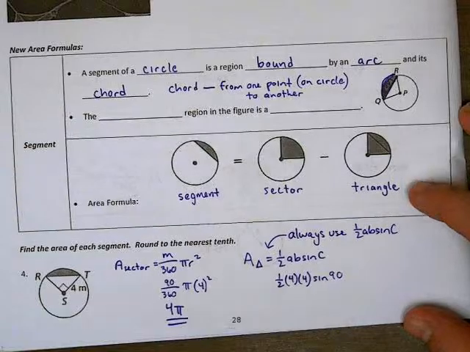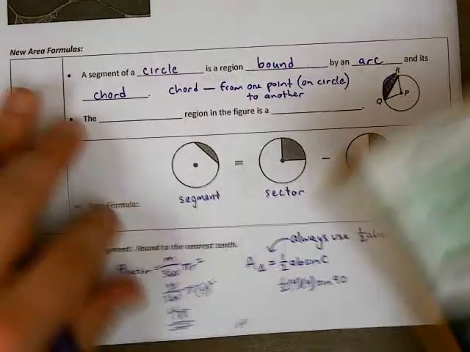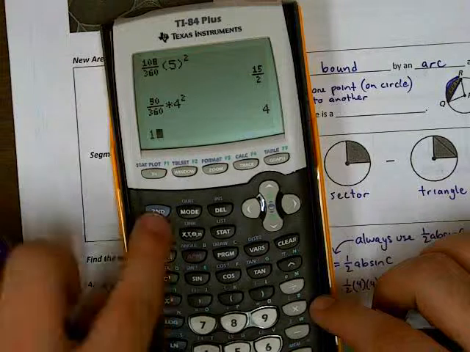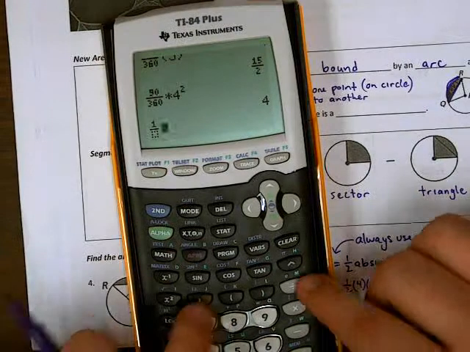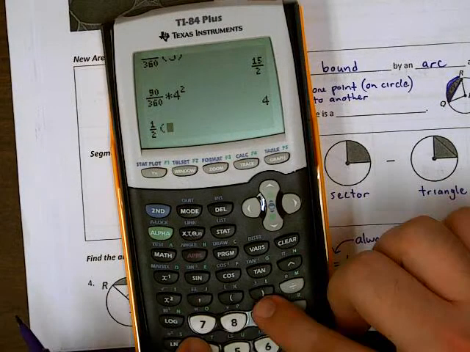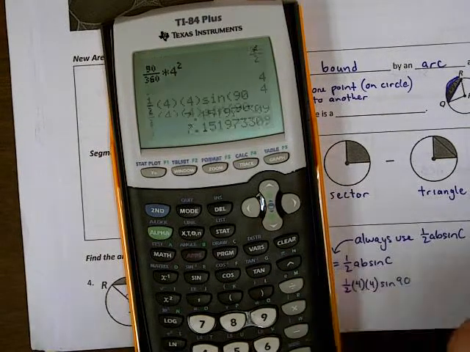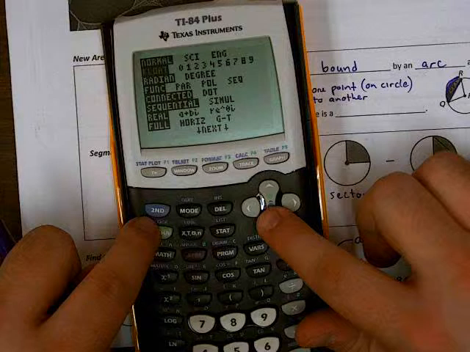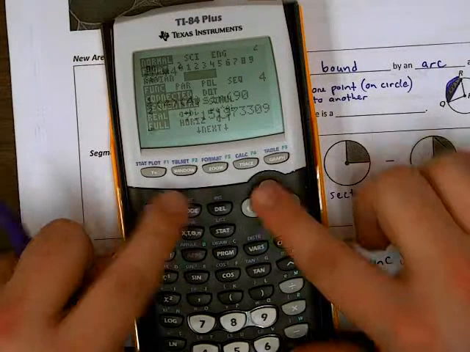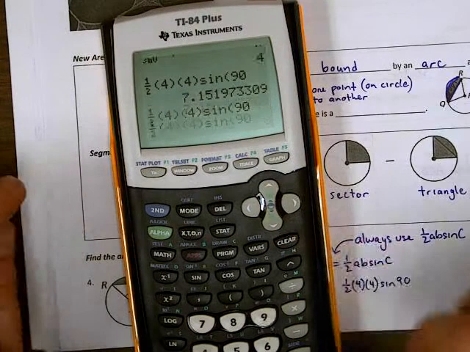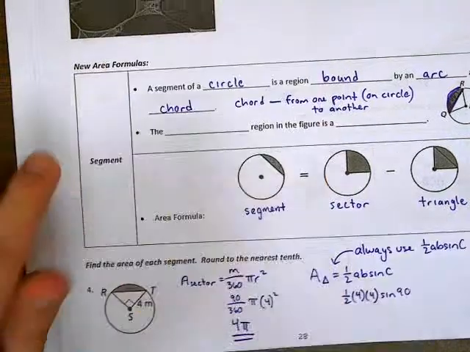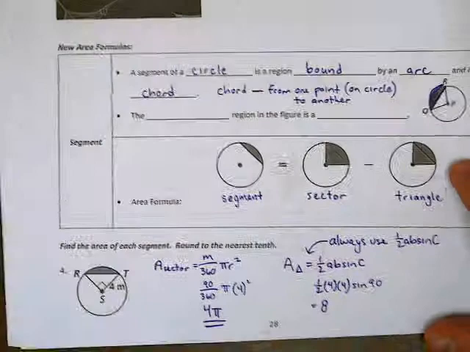All right? So I'd plug all this in, 1/2 times 4 times 4 times sine of 90. Wait a minute, I think I'm in the wrong, sorry, degree mode. We'll try that again. Boom, 8, great. So now I know that my area is 8 for the triangle.